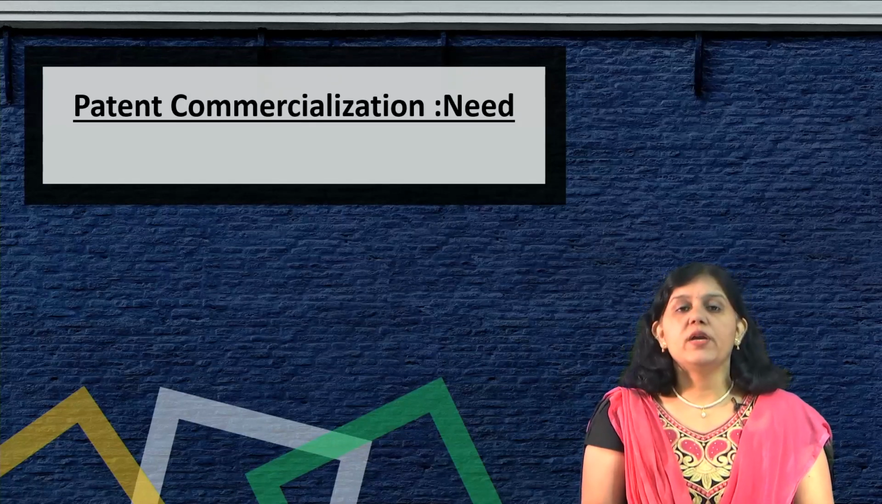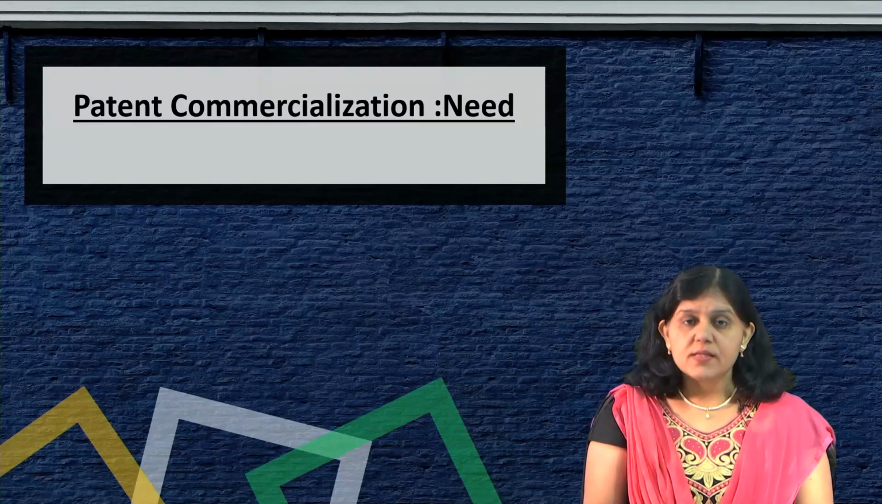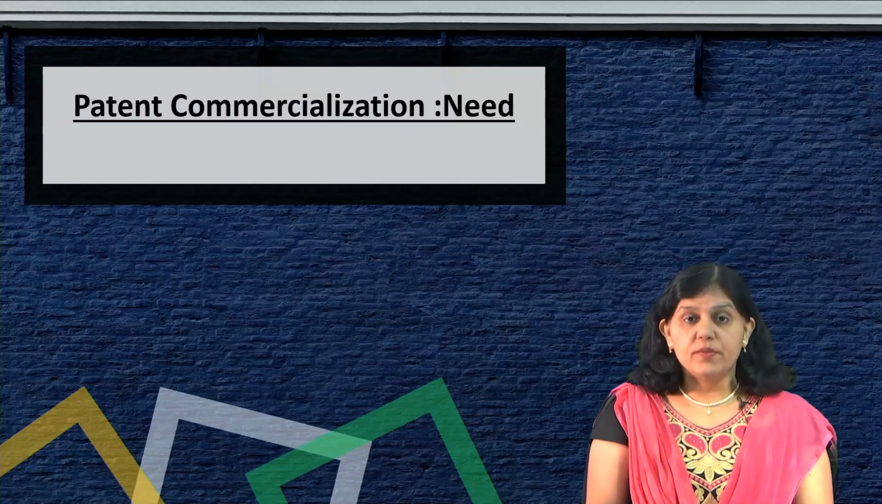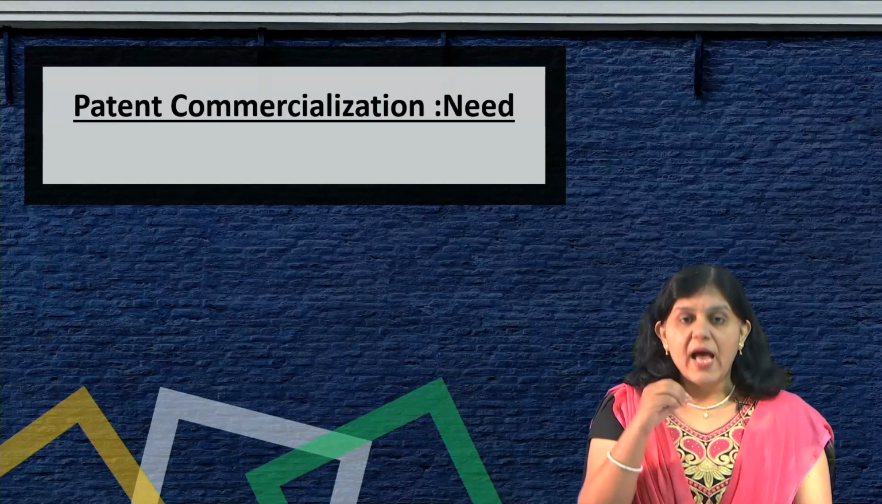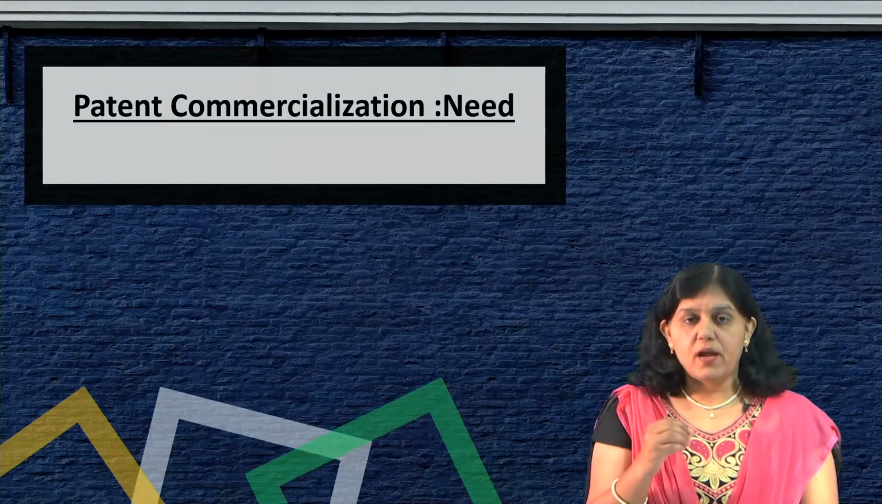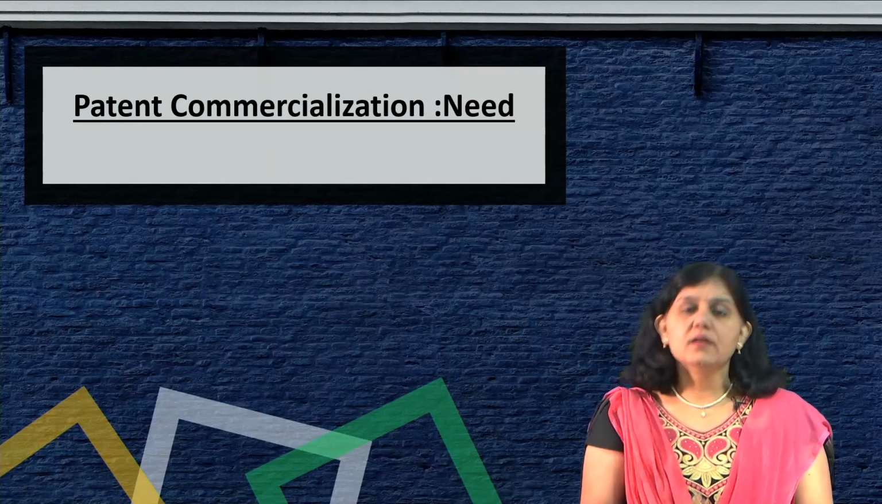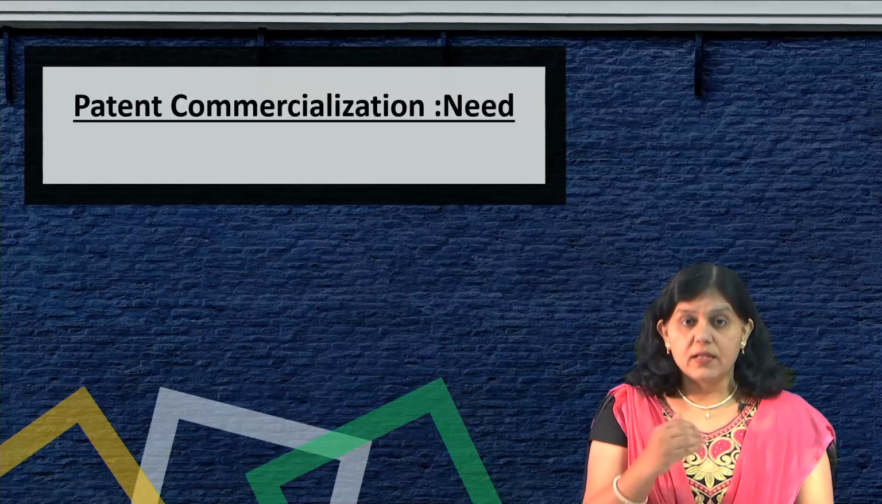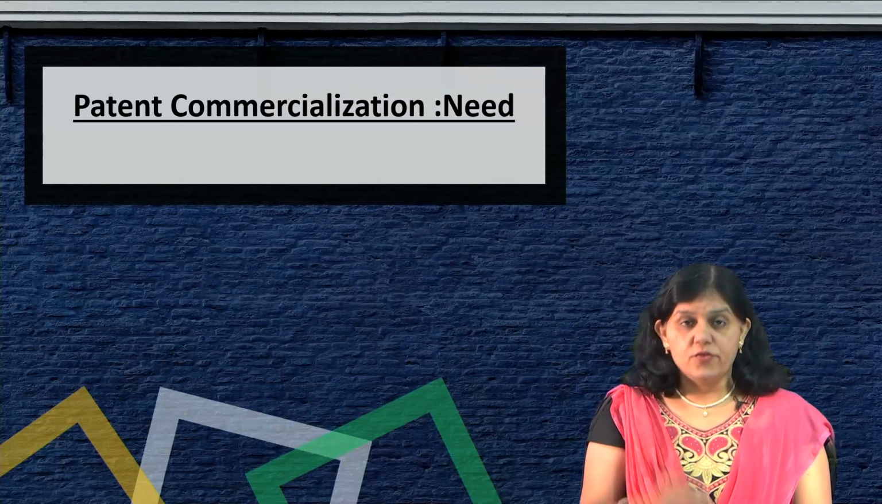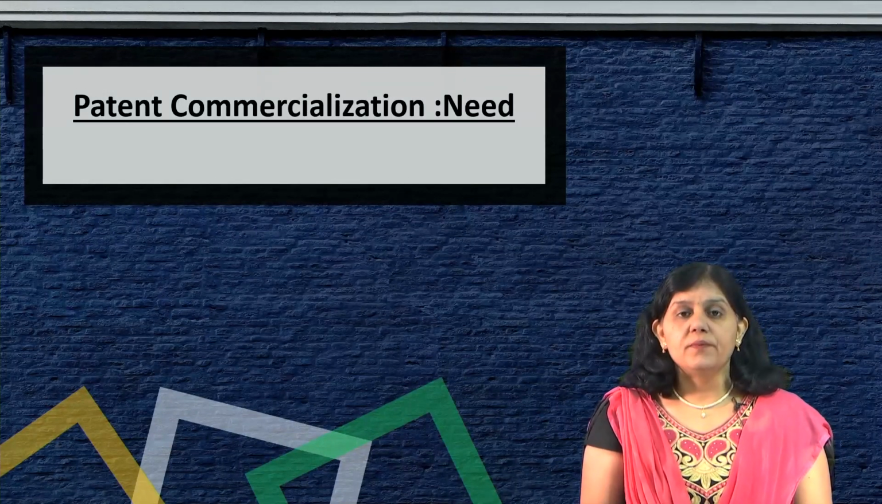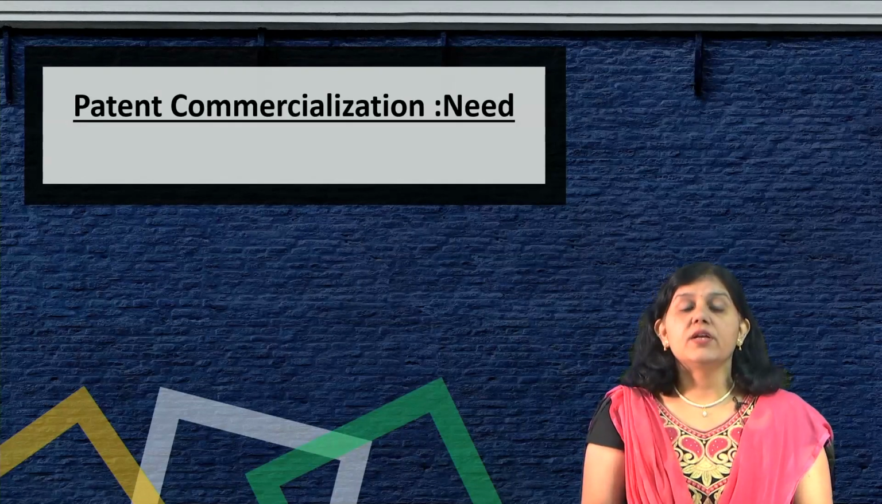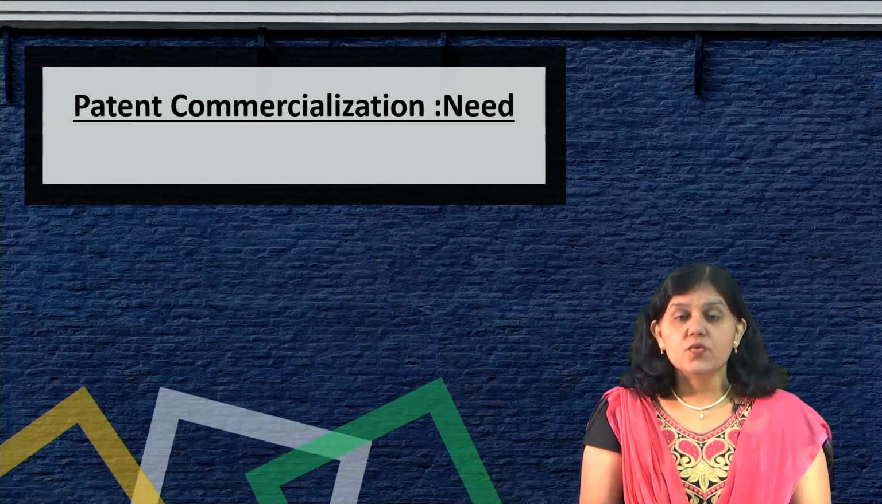Remember one point here: it is not necessary to wait till the grant of the patent for commercialization. As soon as you file the patent application, you can start the commercialization activity. Rather, we suggest that if you are filing a provisional application, you start working on it immediately and use it for your commercialization activity.